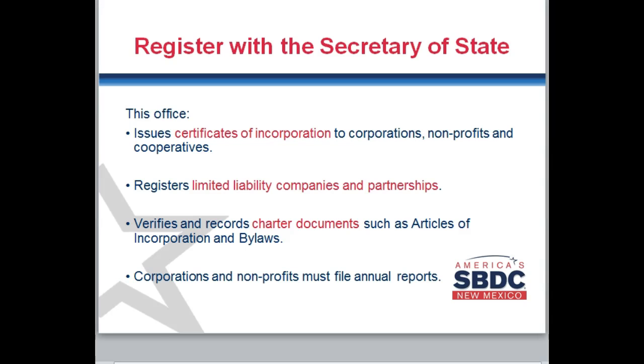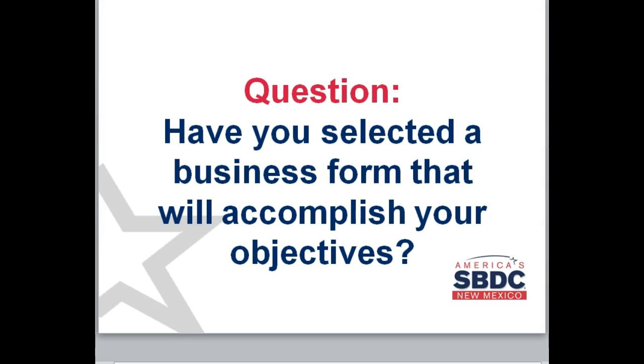The Secretary of State will issue the Certificate of Incorporation to corporations, nonprofits, or cooperatives. They register limited liability companies and partnerships. They verify and record charter documents. And also corporations and nonprofits must file an annual report with the Secretary of State. Please remember to allow some time, as it usually takes 2 to 4 weeks in order to get your documents back. So it's a great time when planning for your operating plan to make some decisions about your legal structure and take some actions. Question: have you selected a business form that will accomplish your overall objectives?